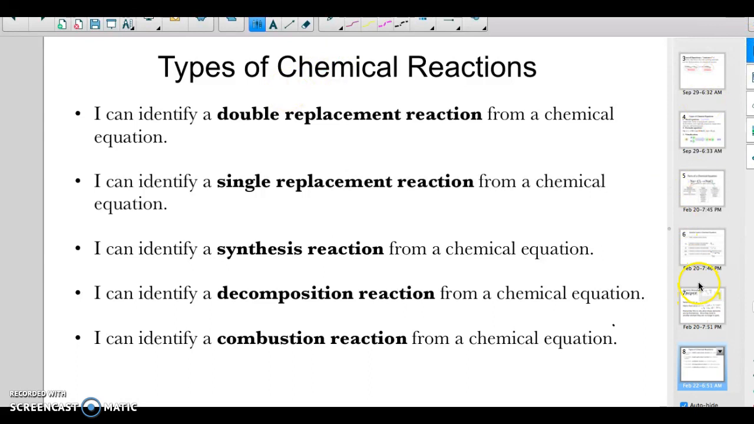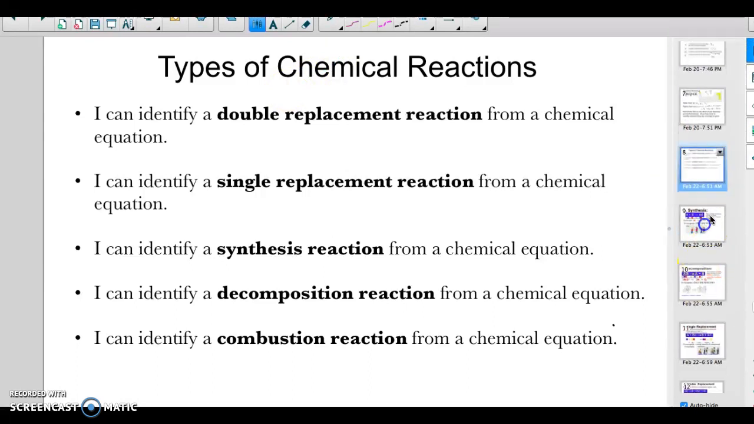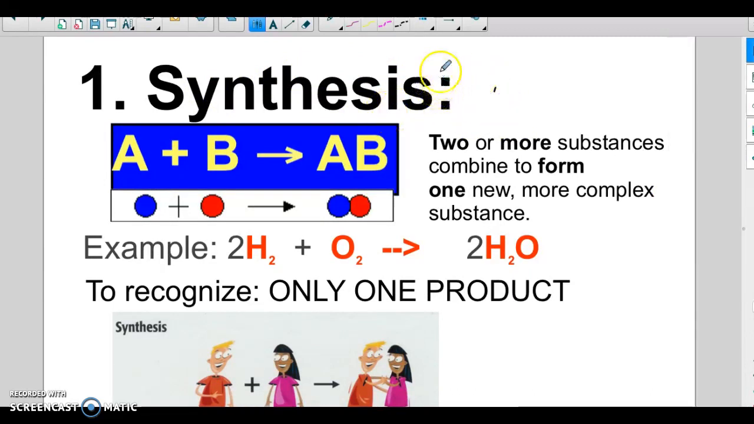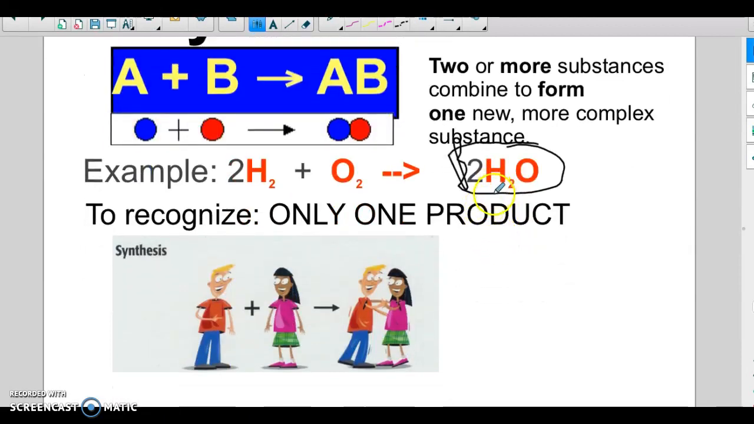So let's see if I can scroll down. The first one is called synthesis. This is when you're making, the giveaway here is that you'll only have one product. I have kind of silly pictures that can help you with this. You'll have one or more either elements or elements and compounds over here, and then on the right side, you're only going to have one thing.